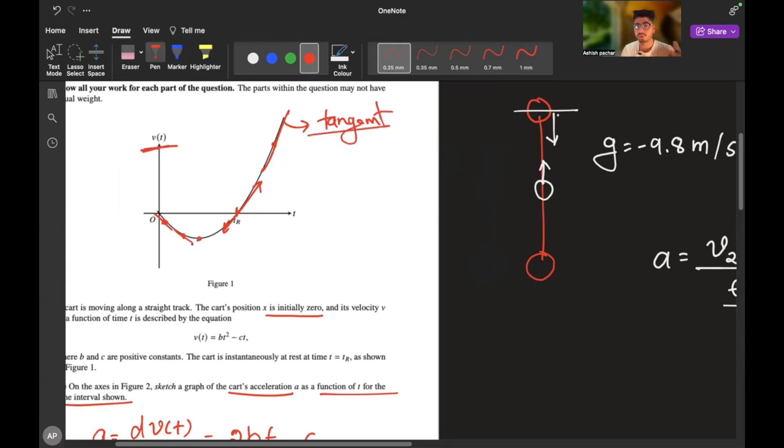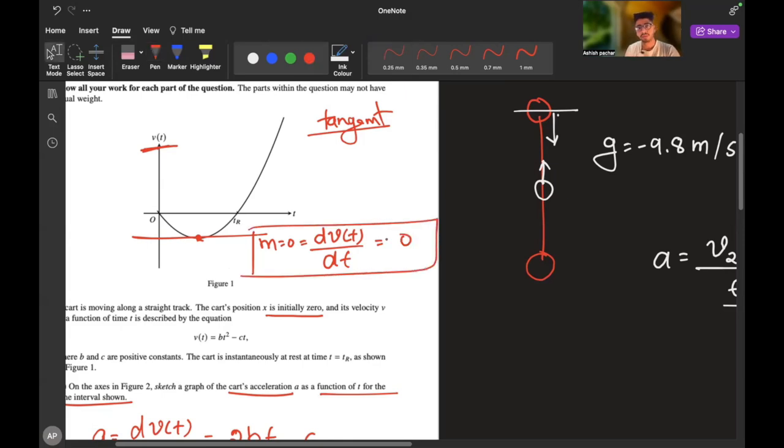At this point, if you go through the calculus, the rate of change of velocity is zero at the maximum and minimum point. If I draw the tangent at this point, any line that is parallel to the x-axis has slope zero. According to calculus, the slope is zero, so dv by dt is equal to zero. To find the maximum and minimum point, we plug in that. We must be aware of that.